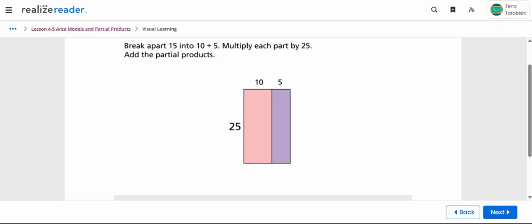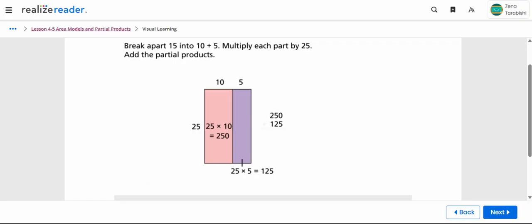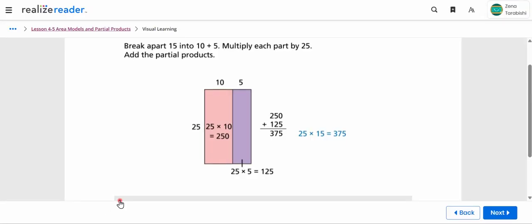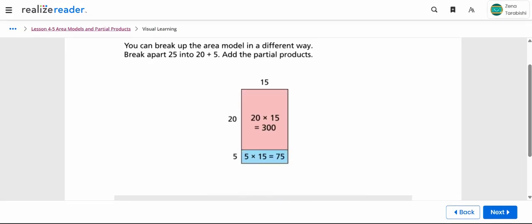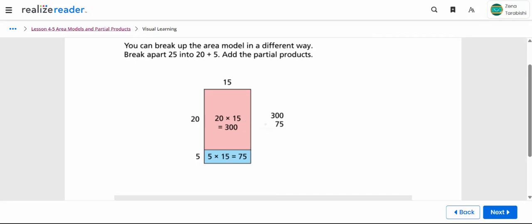Multiply each part by 25. Add the partial products. 25 times 15 equals 375. You can break up the area model in a different way. Break apart 25 into 20 plus 5. Add the partial products. 25 times 15 equals 375.